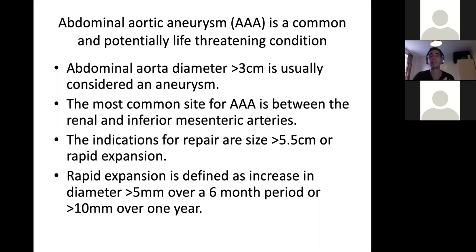Or there's rapid expansion. Rapid expansion, I think, is commonly mentioned in SBAs: if it increases by more than 5 millimeters over a 6-month period or 10 millimeters over a year. So it depends either on the absolute size or the progression in size of the aneurysm.